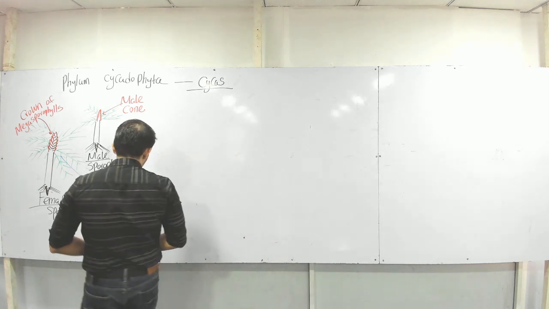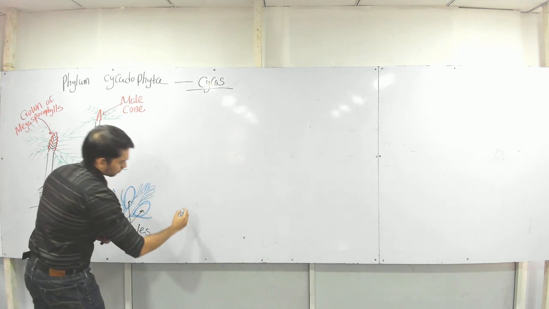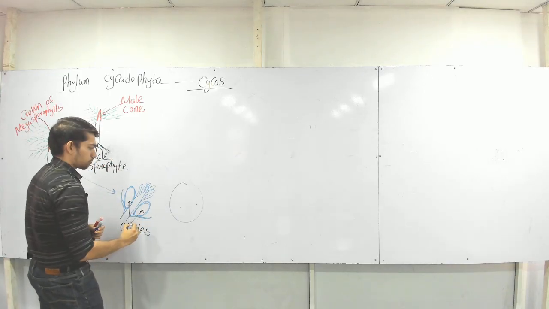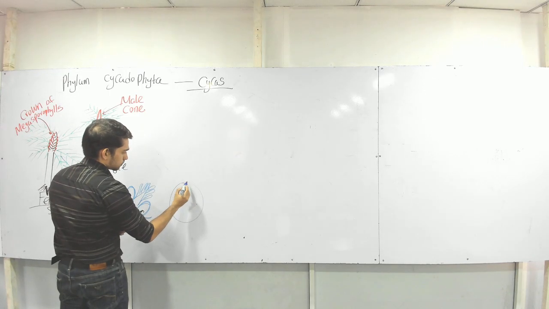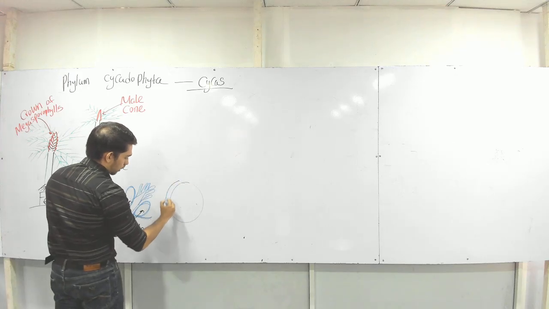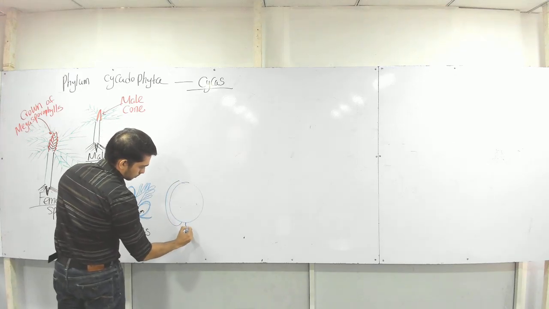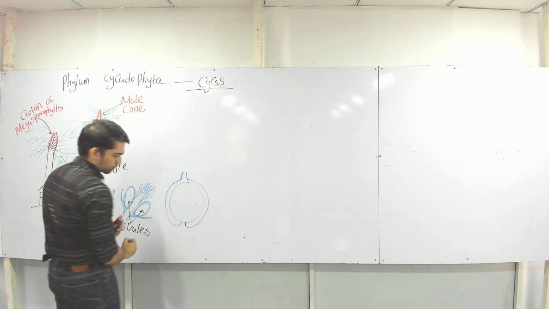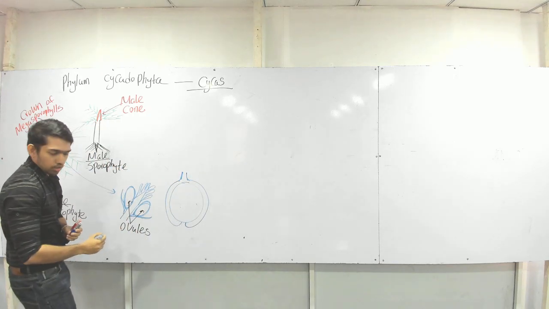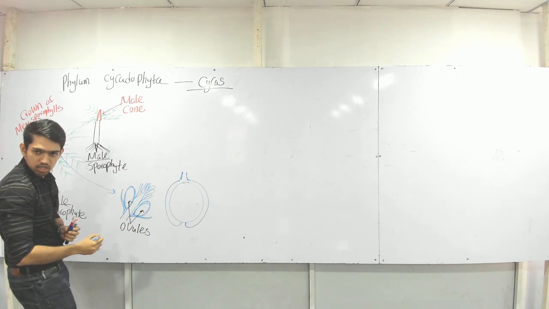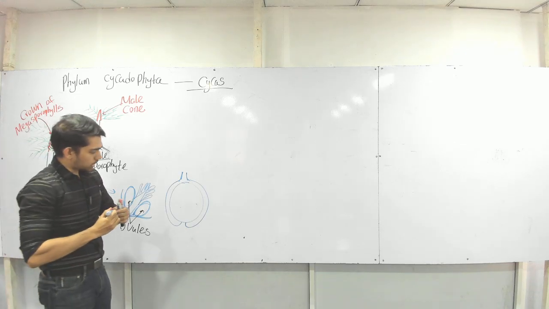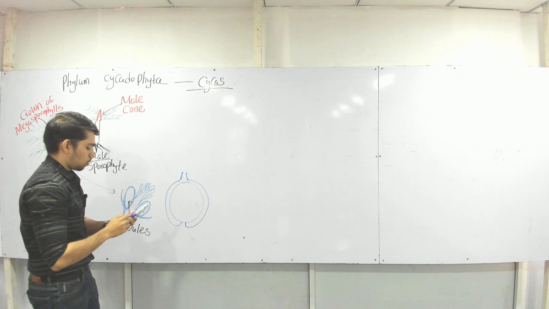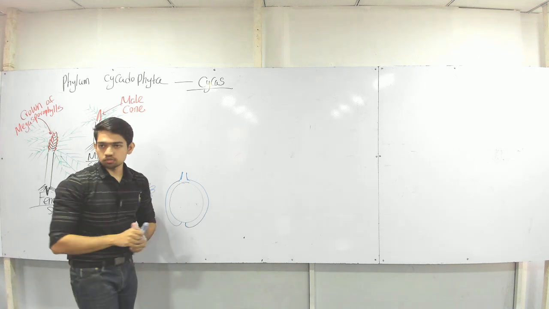So if you take this ovule and zoom into it, it is surrounded by what? Integument, and it is attached like this, right? Inside, what do you have? Megasporangium. Megasporangium is a multicellular structure. Out of that, one is chosen.